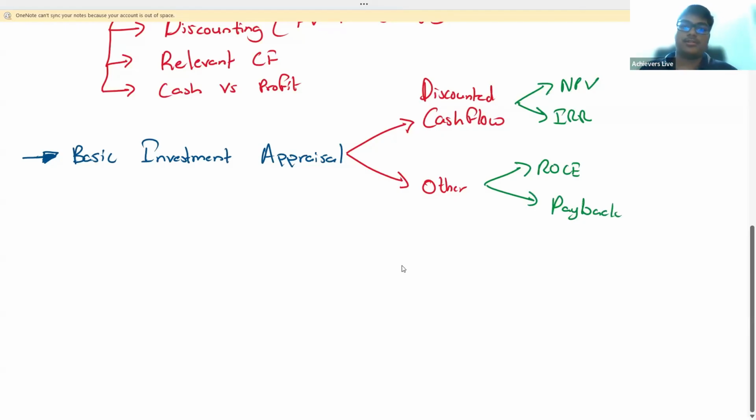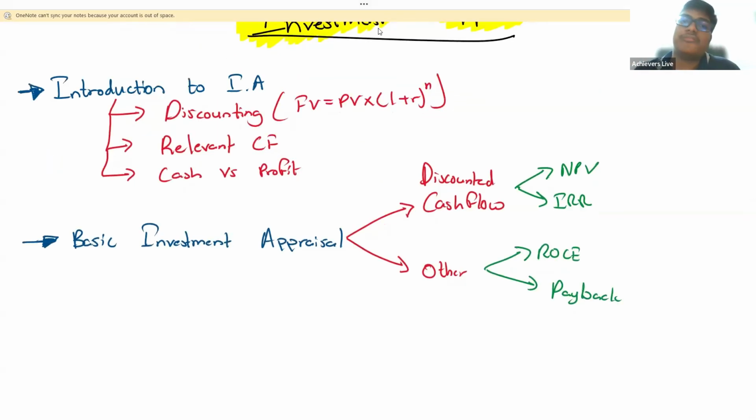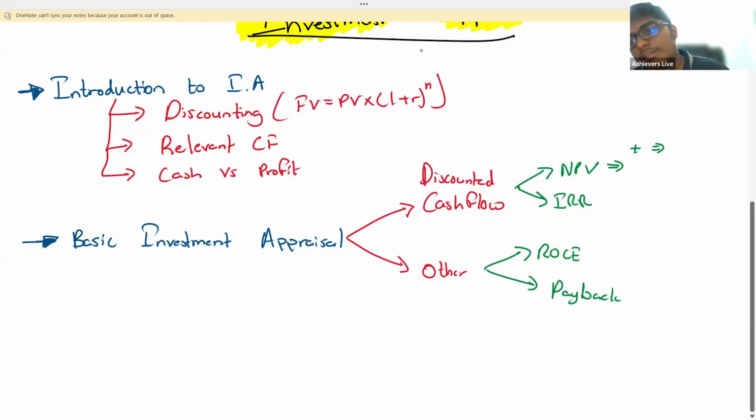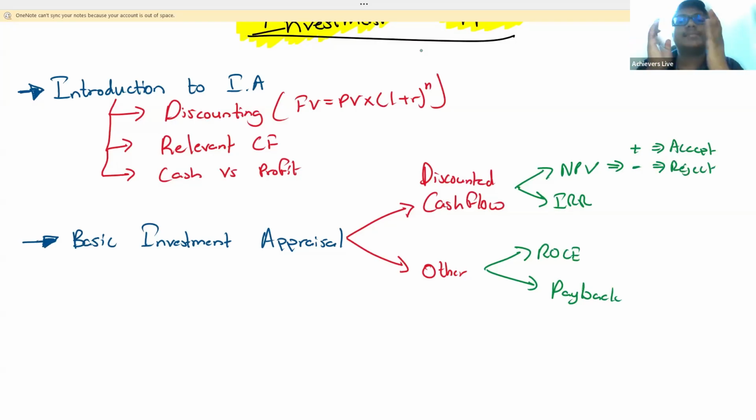Let's quickly go through each one of them. Let's start off with NPV, net present value. You have to know the NPV rule first. What is the NPV rule? NPV positive means accept, negative means reject. That is the decision rule.